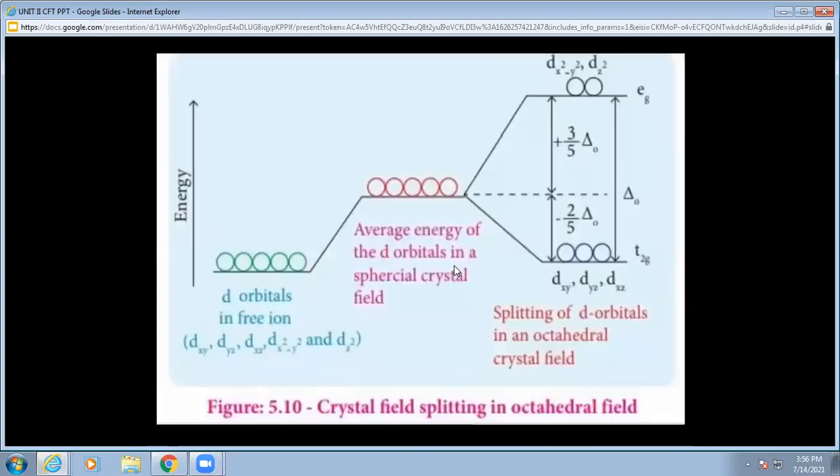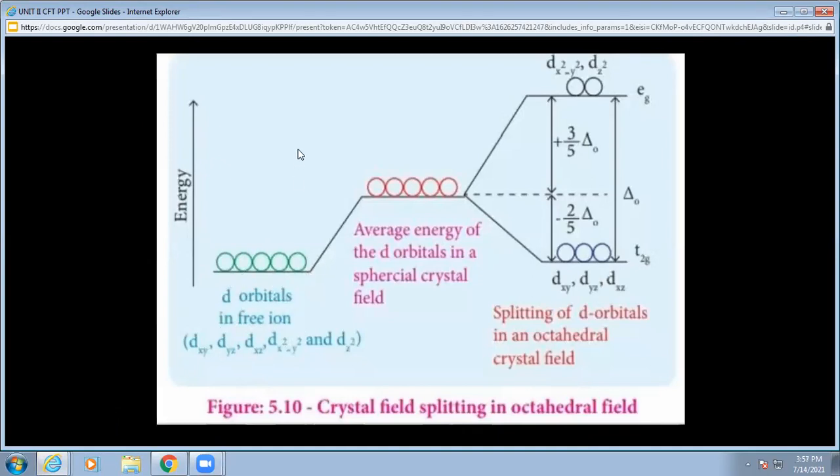Right, this is the diagram. This is the energy level. Here d orbitals are there. The d orbitals in free ions are dxy, dyz, dzx, dx square minus y square, and dz square. These are the 5 d orbitals.